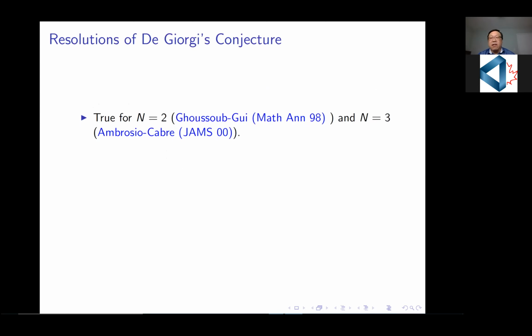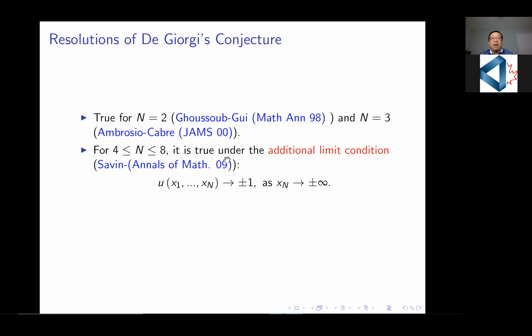The Giorgi conjecture is now 40 years old. Twenty years ago, Ghoussoub and Gui made the first fundamental step in proving the Giorgi conjecture in dimension 2. Then 2 years later, Ambrosio and Cabré proved the dimension 3 Giorgi conjecture. And almost 10 years later, Savin proved the Giorgi conjecture for dimensions 4 to 8 under an additional limit condition.